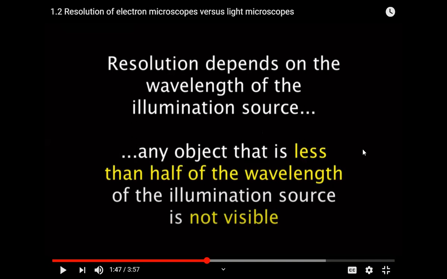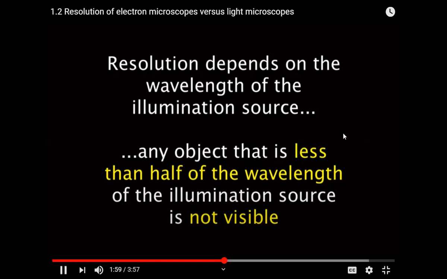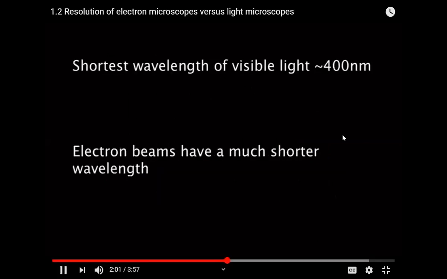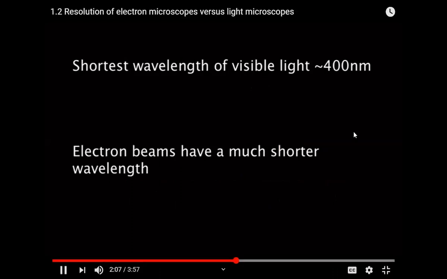Okay. The light on the light microscope or the electrons on the electron microscope. Any object that you're trying to look at that is less than half of the wavelength of that source will not be visible. Now, the shortest wavelength of visible light is approximately 400 nanometers, actually a little lower than that, but for all intents and purposes, we'll go with 400.